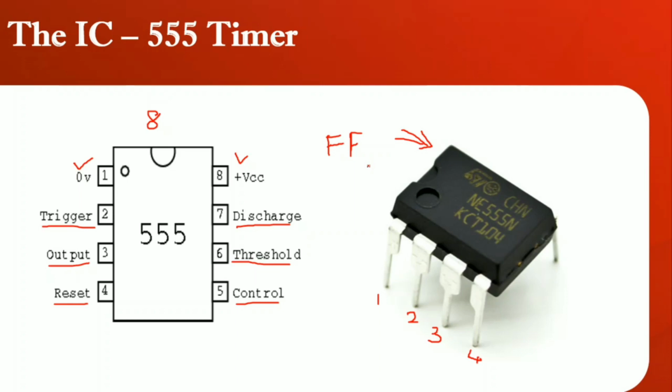Next, it is also used in analog integrated circuits. It is used in TV broadcast. It is used in Morse code generation. This is one of the main applications, Morse code generation. So in Morse code generation, we make use of the 555 timer.